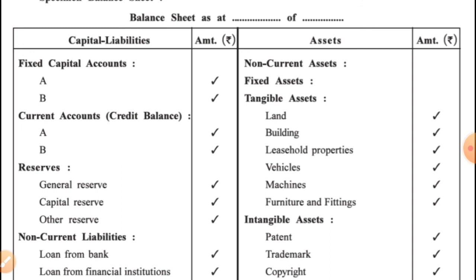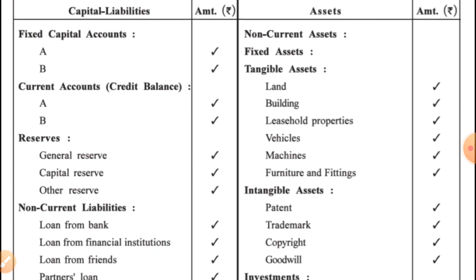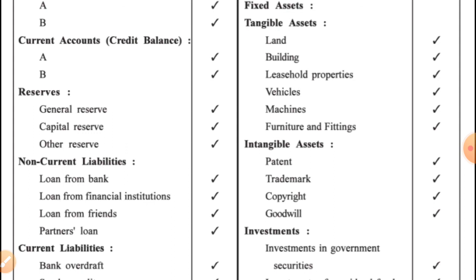Tangible assets include any kind of fixed assets, that is land, building, leasehold property, vehicle, machinery or furniture. Intangible assets mean patent, trademark, copyright, goodwill, that type of assets which we cannot see and touch. So the asset side always starts with the fixed assets.